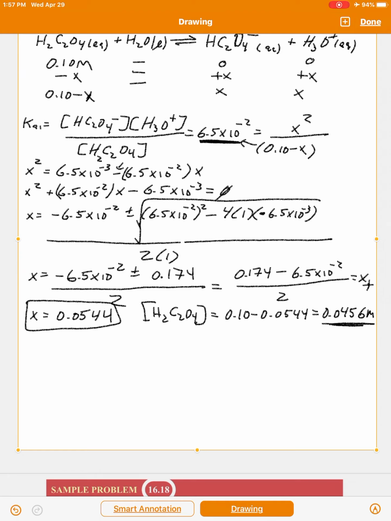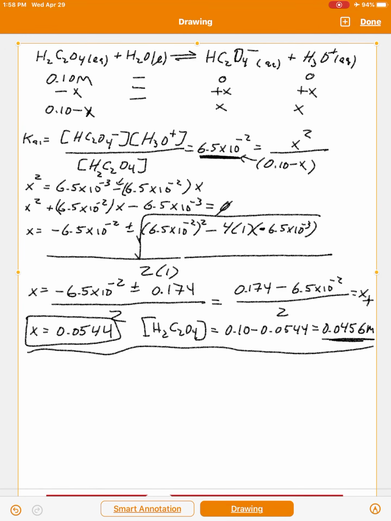So there's one of the answers. At equilibrium, H2C2O4 is that value right there. Okay? Now, here's the issue that comes up with HC2O4 minus, the products. The HC2O4 minus is an acid itself, which means that it's going to lose some H plus itself. So that means its final concentration is not going to be X, because some of it's going to react. So that means we've got to do a second reaction.